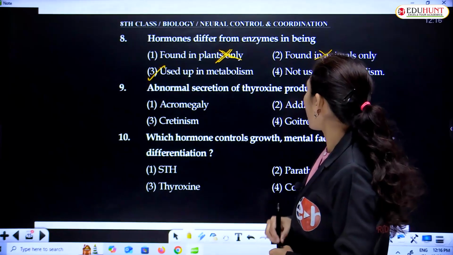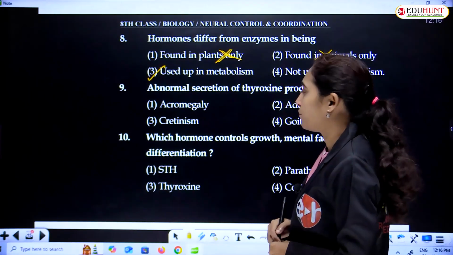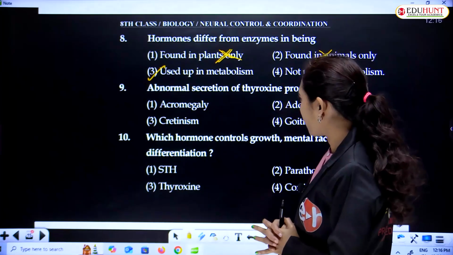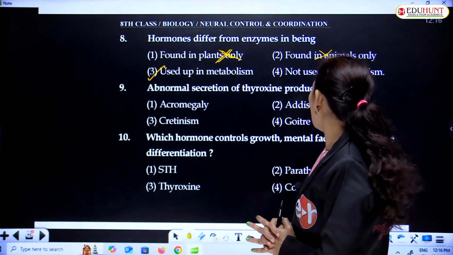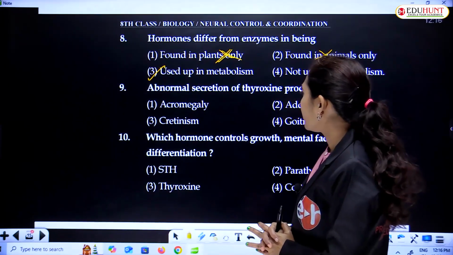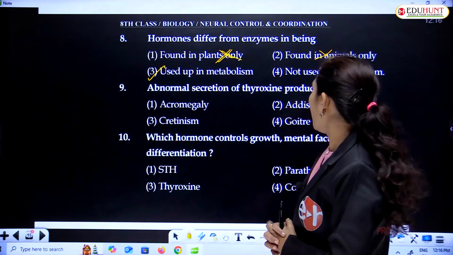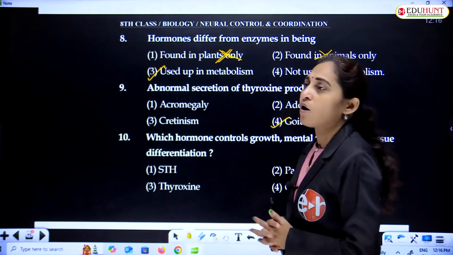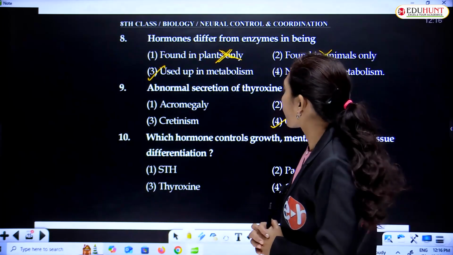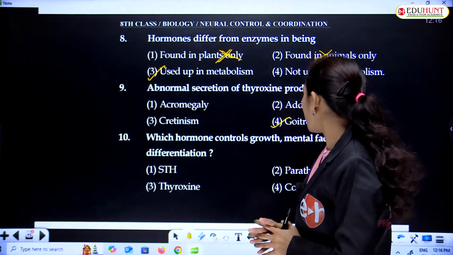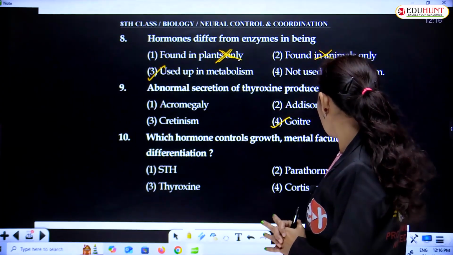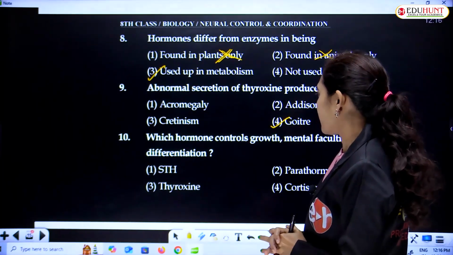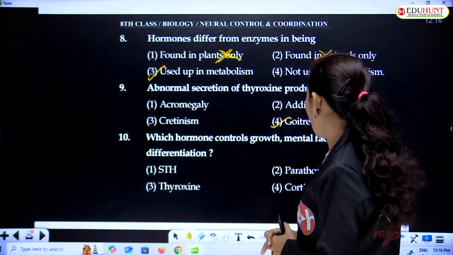Abnormal secretion of thyroxine produces acromegaly, Addison's disease, goiter, or cretinism? Abnormal secretion of thyroxine leads to goiter disease. Which hormone controls growth, mental faculties, and tissue differentiation? It is the thyroxine hormone.